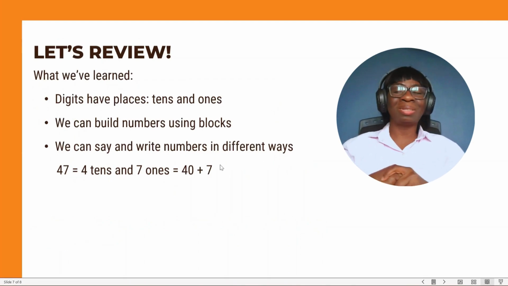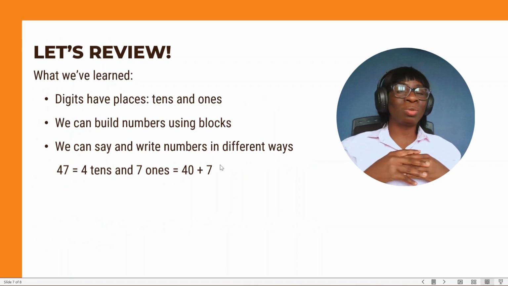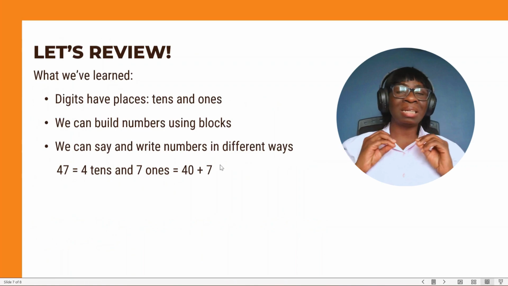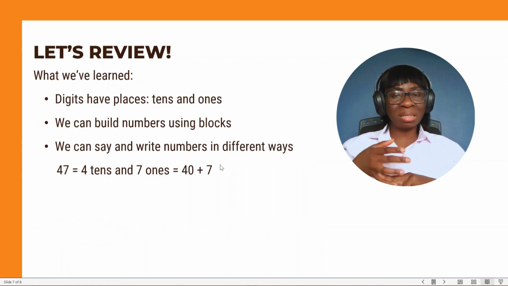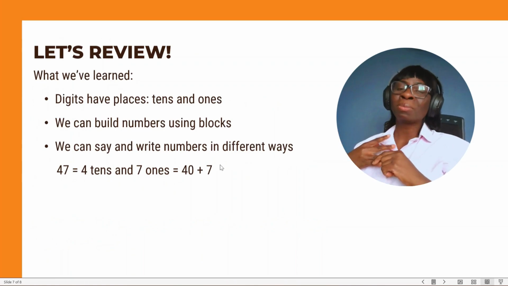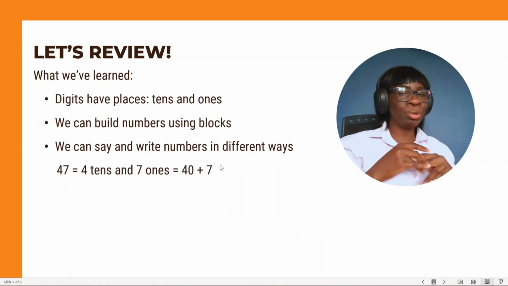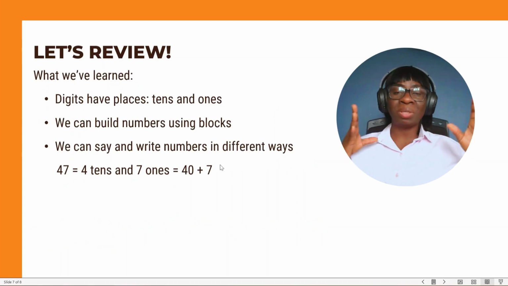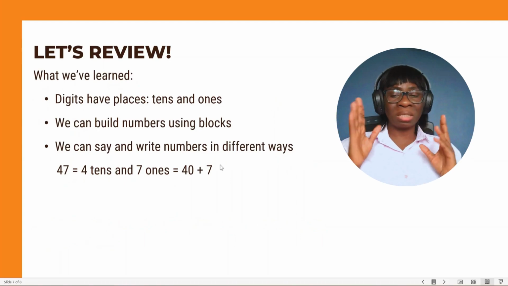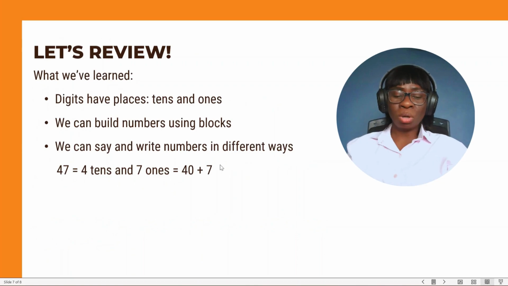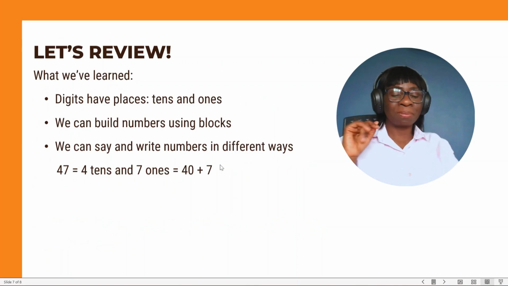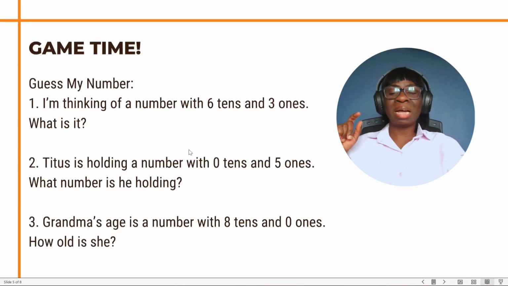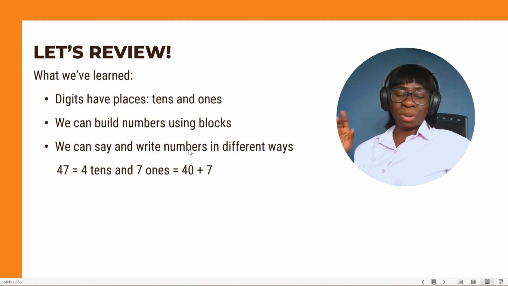You did amazingly today. So now let's review what we have learned so far. First, we learned that digits have places. We learned the tens place, and then we learned the ones place. We also learned that we can build numbers using blocks, and we can say and write numbers in different ways. We can write 47 as 4 tens and 7 ones, and we can also write it as 40 plus 7, just like we did here, 40 plus 2.